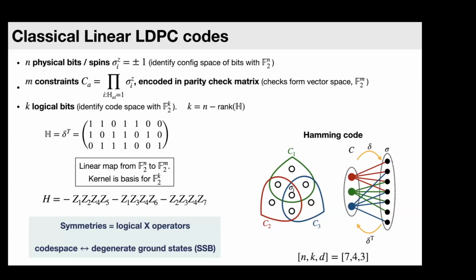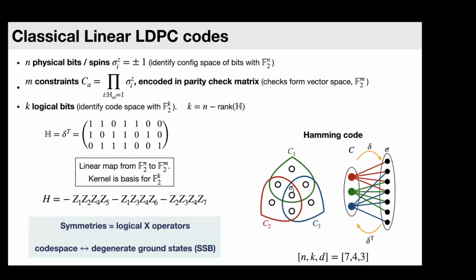Then I'll also impose that I have M constraints. These are denoted as C_A. In spin language, these are certain products of spins. These are like generalized Ising constraints, if you will. These are different products of spins that are forced to be one in the code space. Okay, that's how we define the code space.